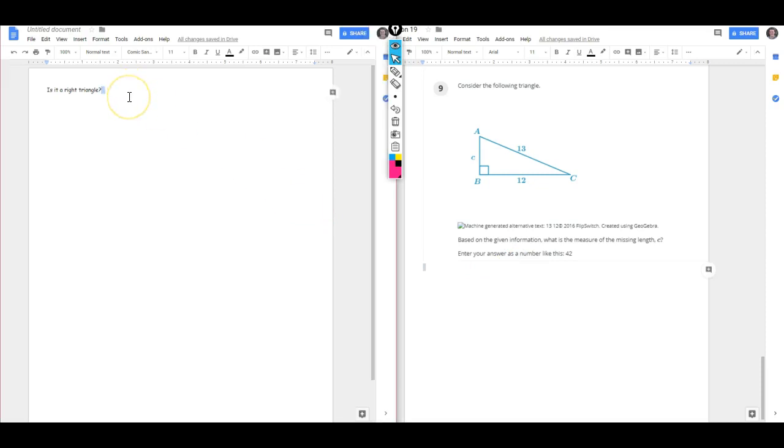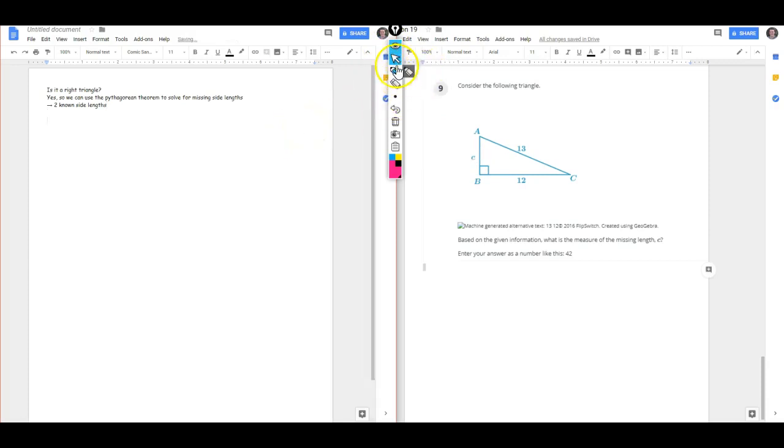Alright, so first question, is it a right triangle? Yes. So we can use the Pythagorean theorem to solve for missing side lengths if we have two known side lengths. So we do. We have side length BC, which is 12 units, and side length AC, which is 13 units, and our unknown side length is AB, which is represented by C.